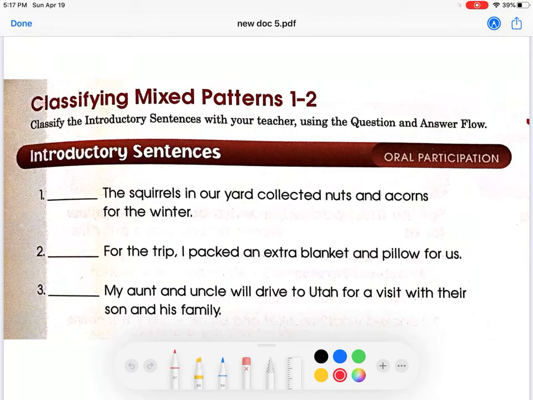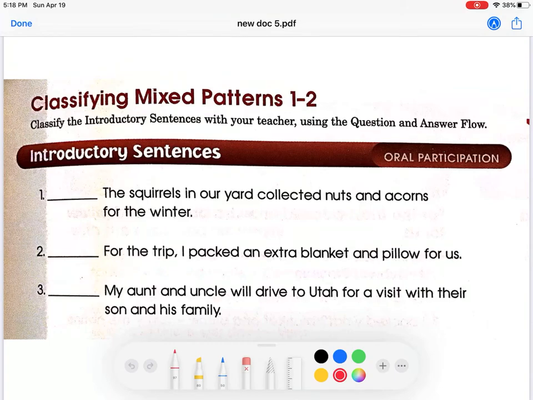All right, so I'm going to go through it with you. Let's start with number 1. The squirrels in our yard collected nuts and acorns for the winter. Again, super important at this point to find prepositional phrases first, because it's going to shorten our sentence and make it a lot less confusing. So we just want to have our base sentence so that we know what we're working with.